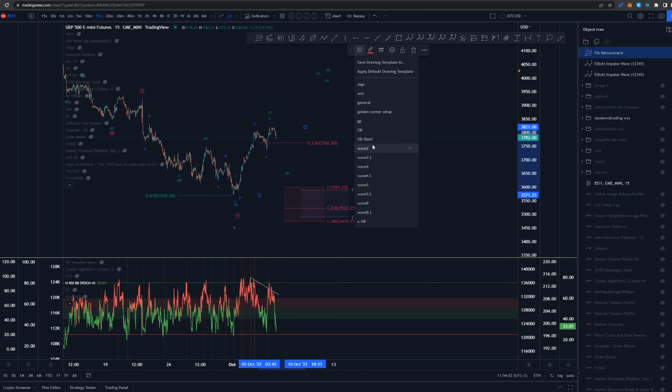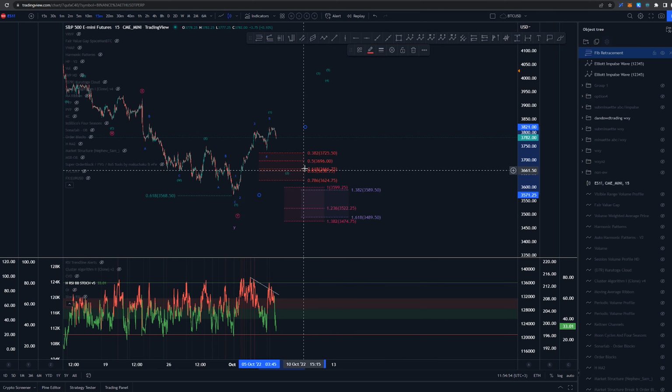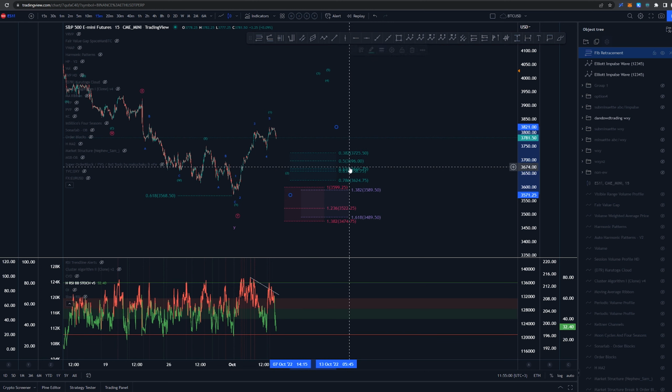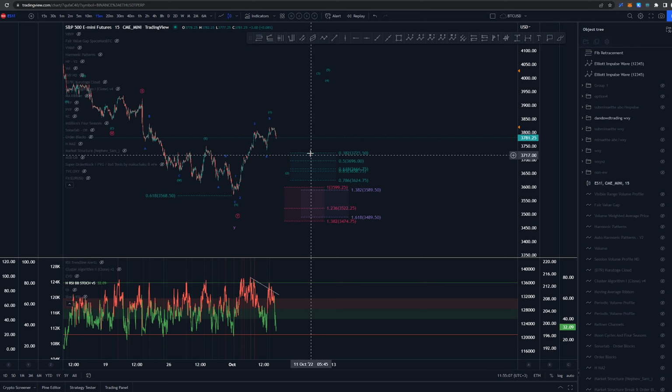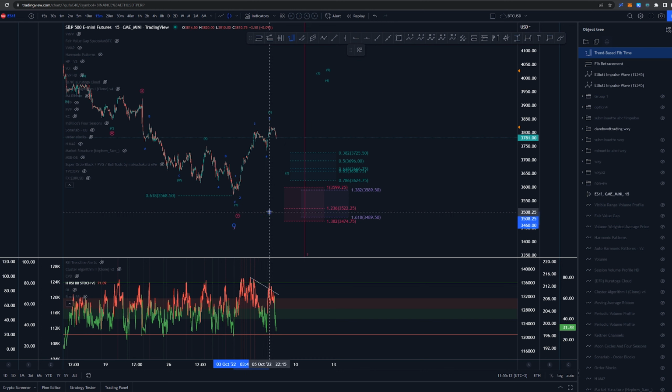Again, where are we looking for that reversal? Around the 0.5 and the golden pocket. Those are the most common areas to look out for that wave 2. And depending, of course, on whether we are going to get to those levels within a certain time period is going to give us some kind of structure here as well.